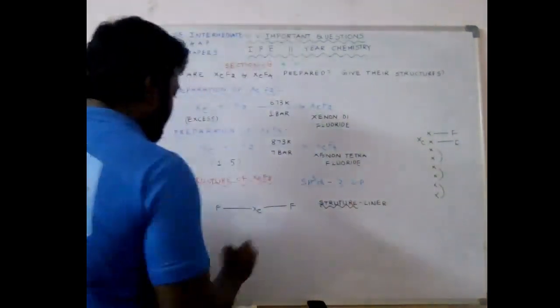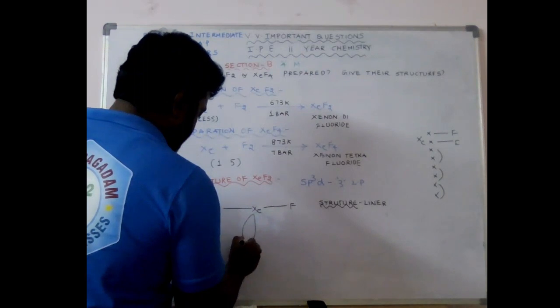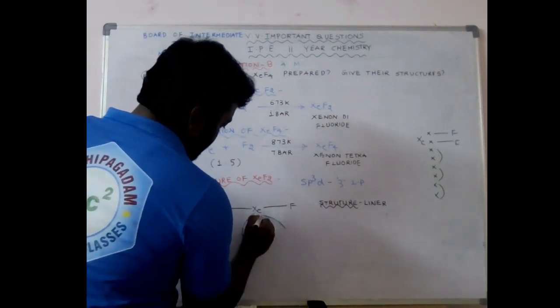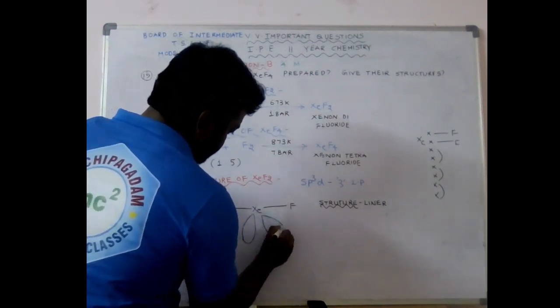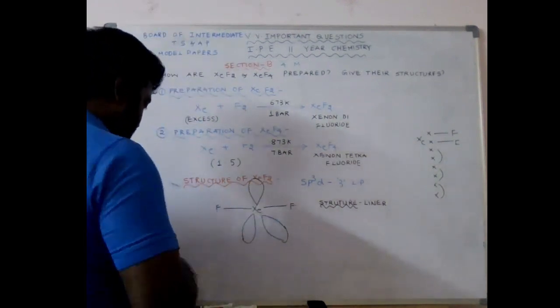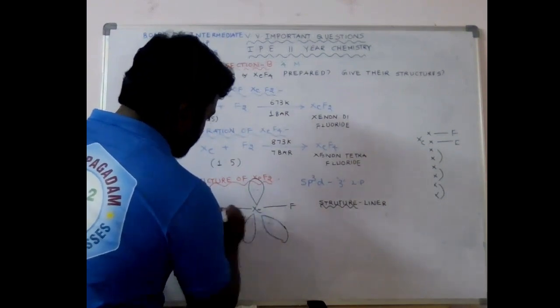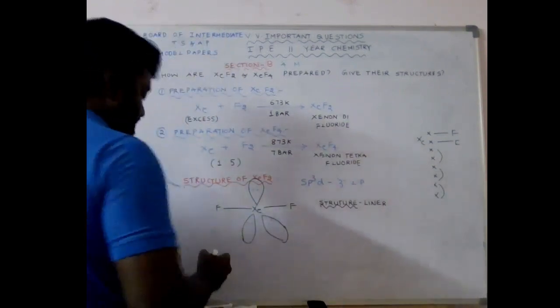Hybridization is sp3d. Means what here? All these are lone pairs. All the 3 lone pairs we have to mention here. Okay, 3 lone pairs here. This is one lone pair, another lone pair, another. This is the structure, linear structure.